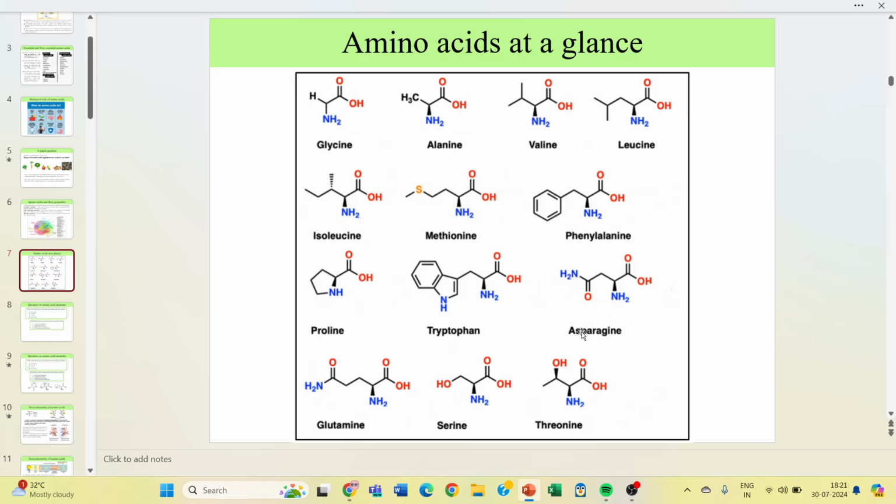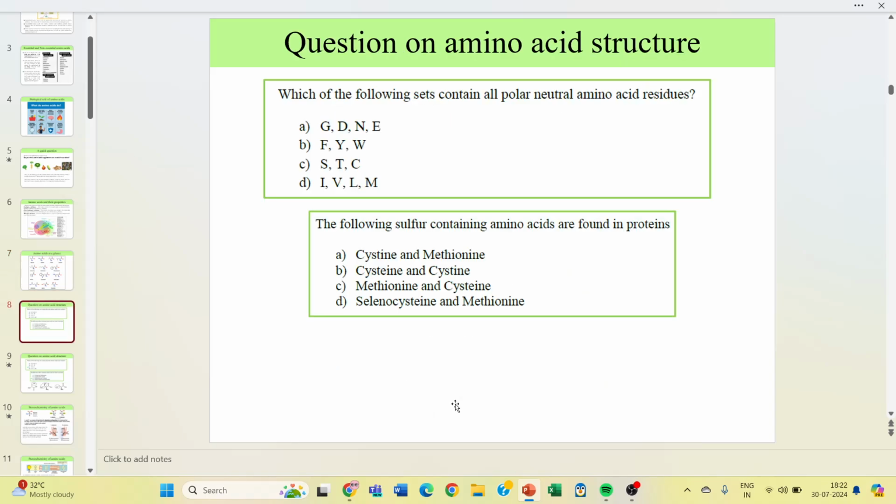Okay, and then there is asparagine. So asparagine is having this CONH2 group, and then there is glutamine. Glutamine also has CONH2 group and one extra CH2 group than asparagine. Then there is serine. Serine is actually this alanine, and you're having this OH group attached. Okay, then there is threonine. Threonine just has one additional methyl group compared to serine. This is how you can remember the amino acid structures.